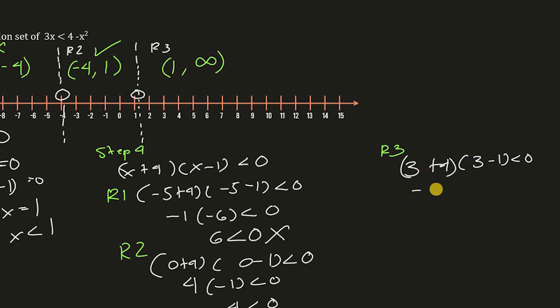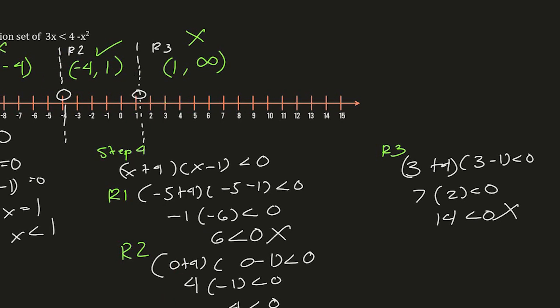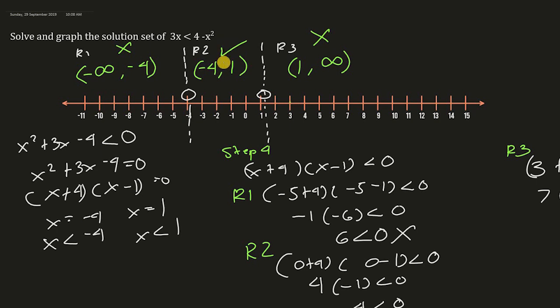That would be equal to 3 plus 4 is 7. 3 minus 1 is 2. Is less than 0. 7 times 2, it's 14. Less than 0. Ibig sabihin, 14 is less than 0. Basically, mali. Kasi 14, hindi siya lesser than 0. Ibig sabihin, mali to. So guys, ang tamang solution set lang, kung mapapansin natin sa ating graph, ito lang po yung region 2. Ito yung tamang solution set. So, rewriting the final answer in interval notation, negative 4, 1. Ito na. This would be our final answer.